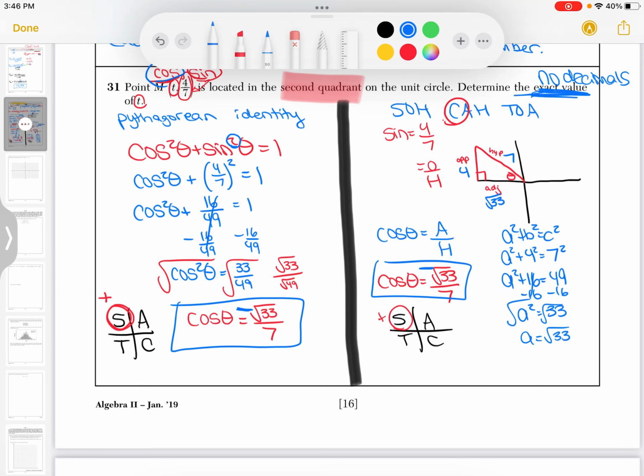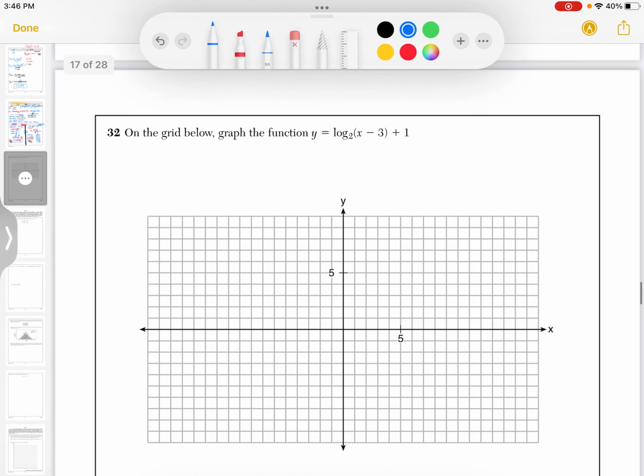Right, 2 different methods. Obviously, you do not need to do both. This is a one or the other situation. But pick your favorite, see which one works better for you. But I think that one was kind of a lot for 2 points, too.